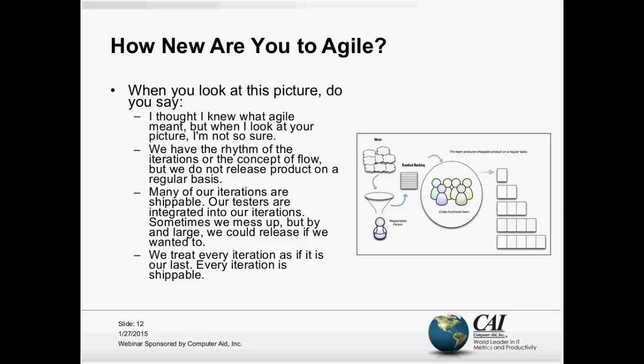Or are you in the third bullet? Many of our iterations are shippable. Our testers are integrated into our iterations. So it's not that you're doing development first inside an iteration and then testing, but everyone is together integrated. And are you in the fourth bullet, where we treat every iteration as if it's our last? Every iteration is shippable. So maybe you can say to me in the chat where you are. Are you number 1? Are you number 2, number 3, or number 4?